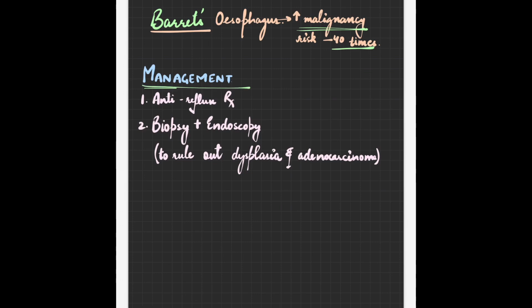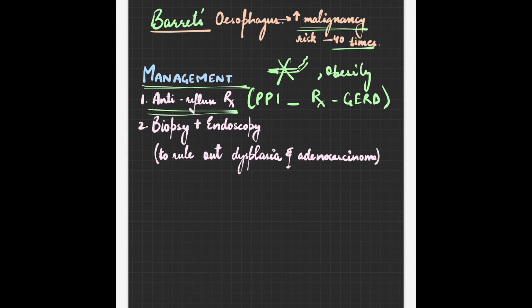So what is the management of Barrett's esophagus? Anti-reflux treatment, that is PPI, and all the treatment we give for GERD. Also, lifestyle modifications: smoking should be stopped, obesity should be decreased, and alcohol intake should be reduced.